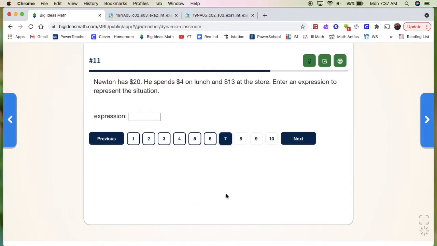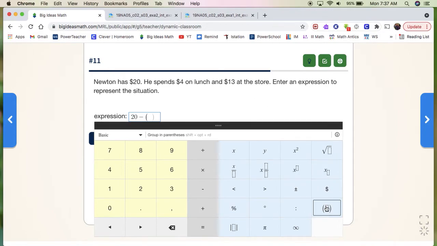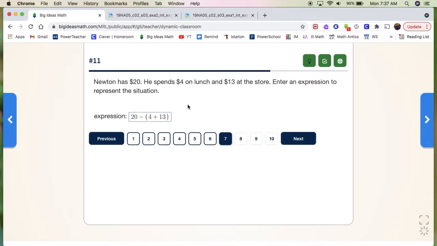All right, Newton has $20. He spent $4 on lunch and $13 at the store. Write an expression to represent the situation. All right, so he started out with 20 bucks, but he's going to spend some of that. So that's going to be subtraction. So he's going to spend it on two different things. We need to add those two things together. So he's going to spend $4 for lunch, and then $13 at the store. Whatever he started with, 20, and then we subtract from that how much he spent on lunch and at the store.